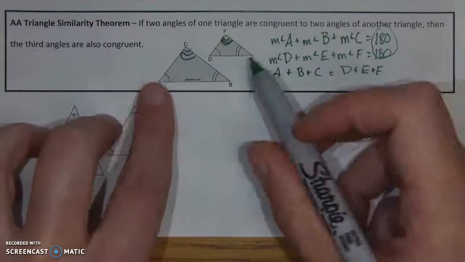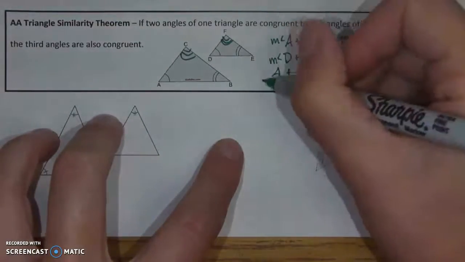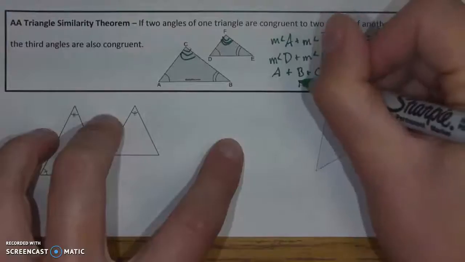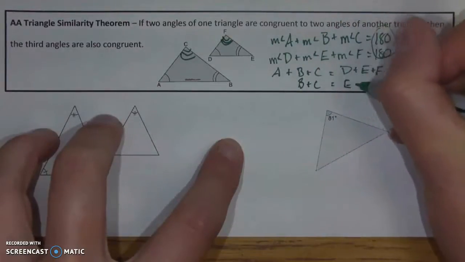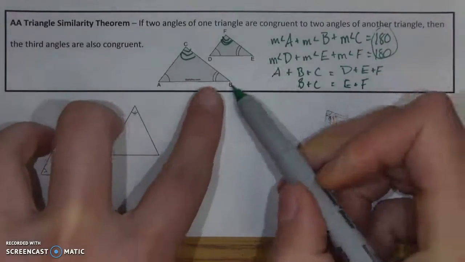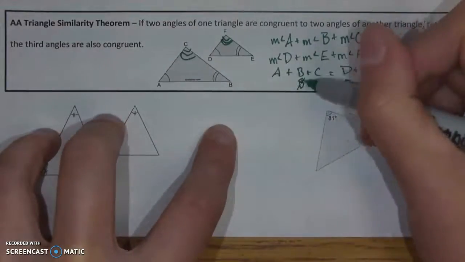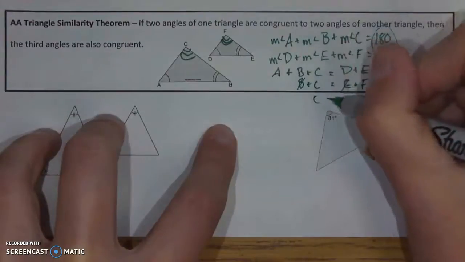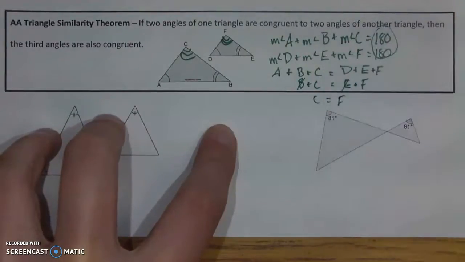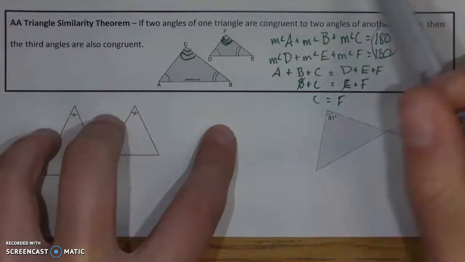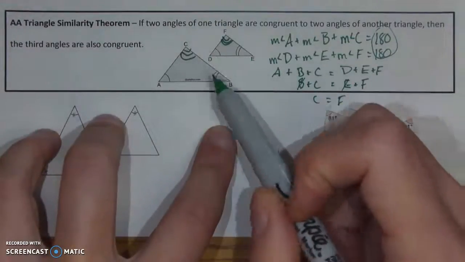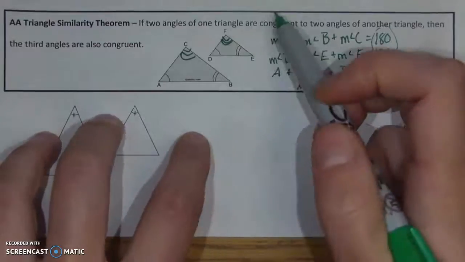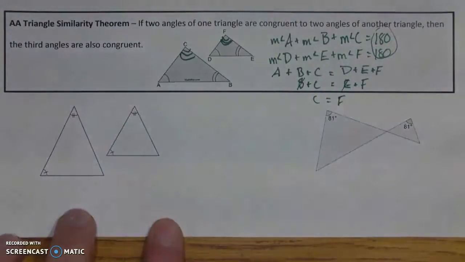Here, A and D are equal. So if I subtracted A from both sides, it would cancel it out, and I'd be left with B plus C is equal to E plus F. And I know that B and E are equal. So those two would cancel out. So I'm left with C would be equal to F in measure. Now that's the proof, but really you can just go ahead and use that rule. If you see two angles are congruent in triangles, you know the last angles will also be congruent.